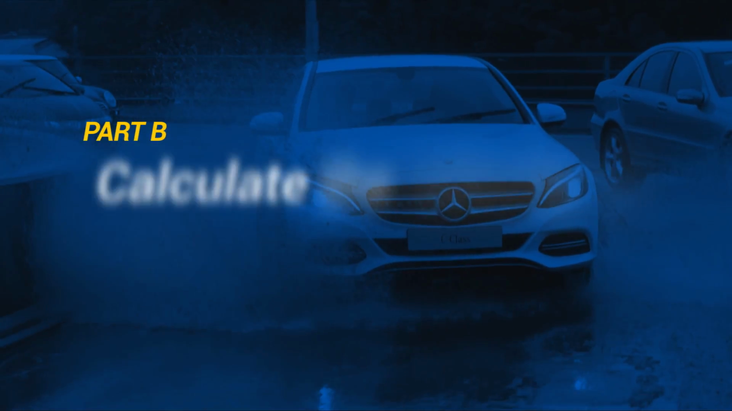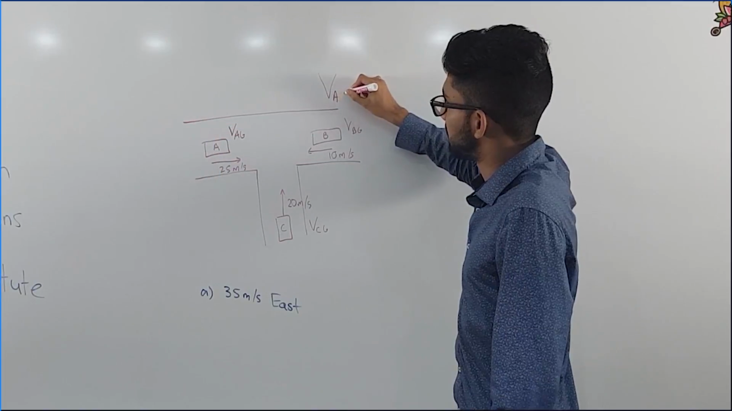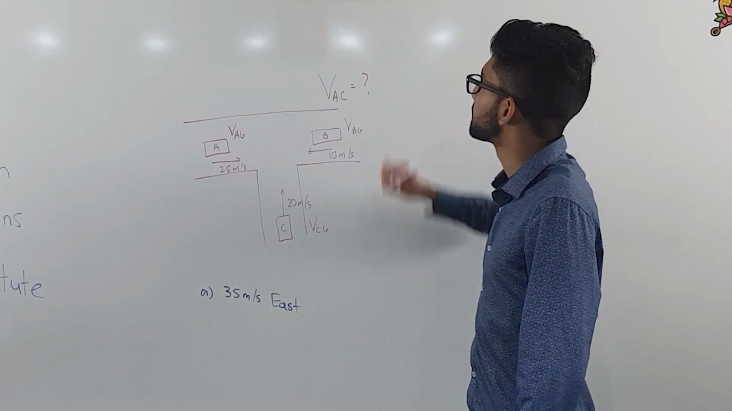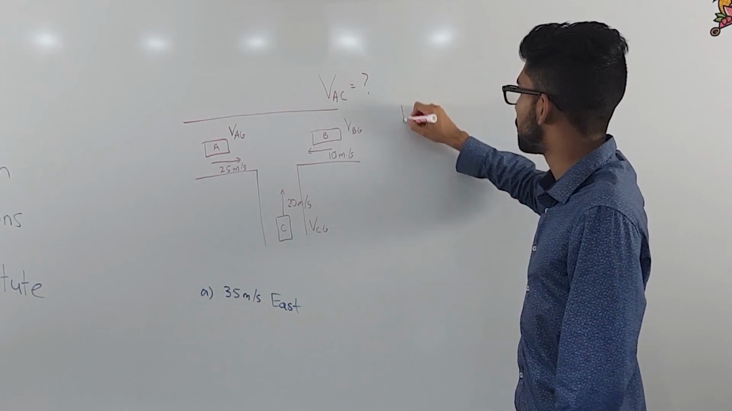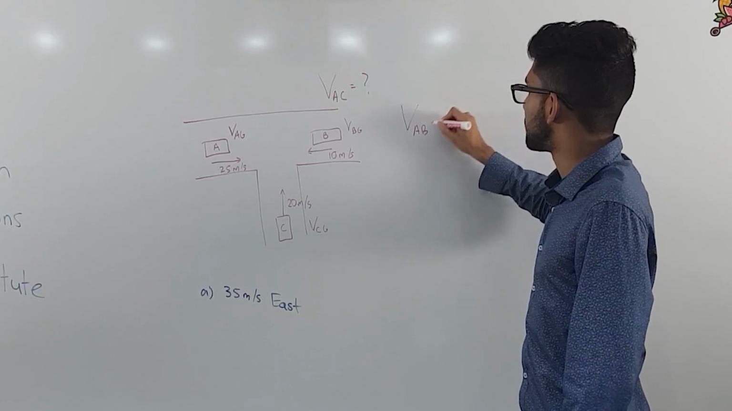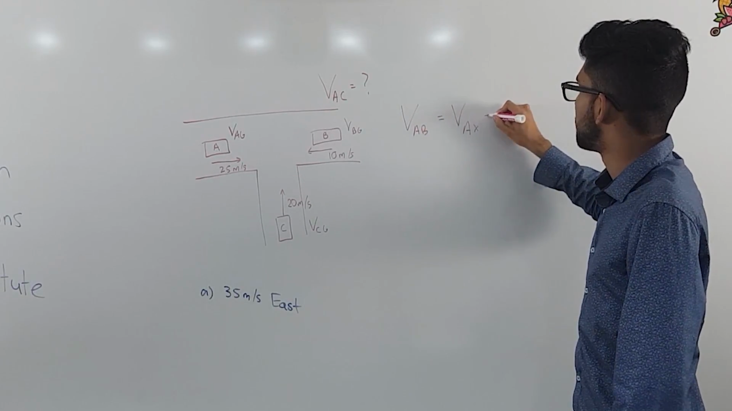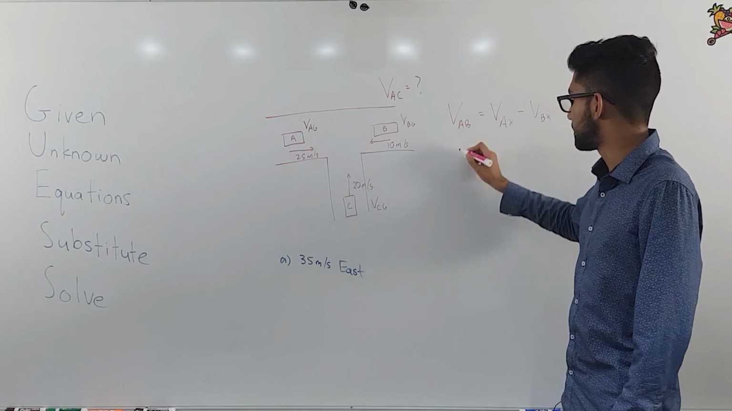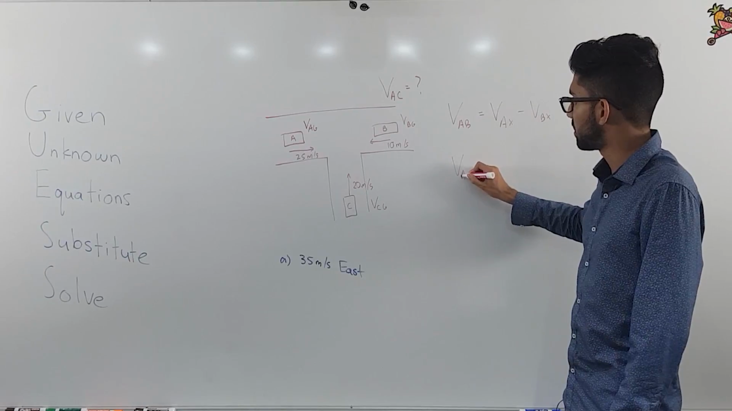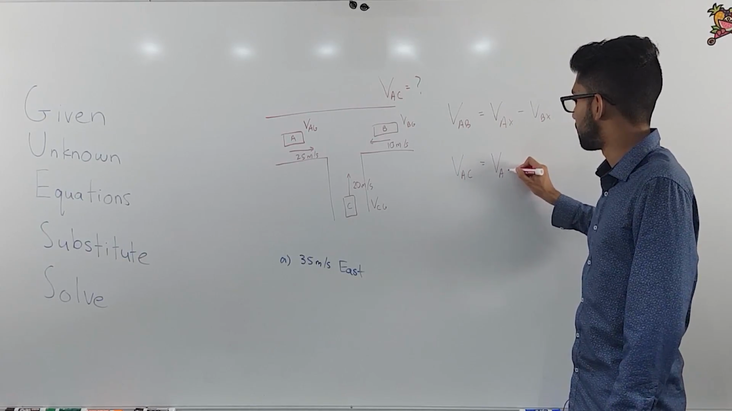Alright, so part B. Part B is to find the velocity of car A relative to car C. So the unknown is going to be VAC. Very similar to the previous problem, we can again use our standard relative velocity equation and go VAB is equal to VAX minus VBX. Remember, we're now trying to find VAC, so we'll put VAC over here and we'll substitute the same values in.